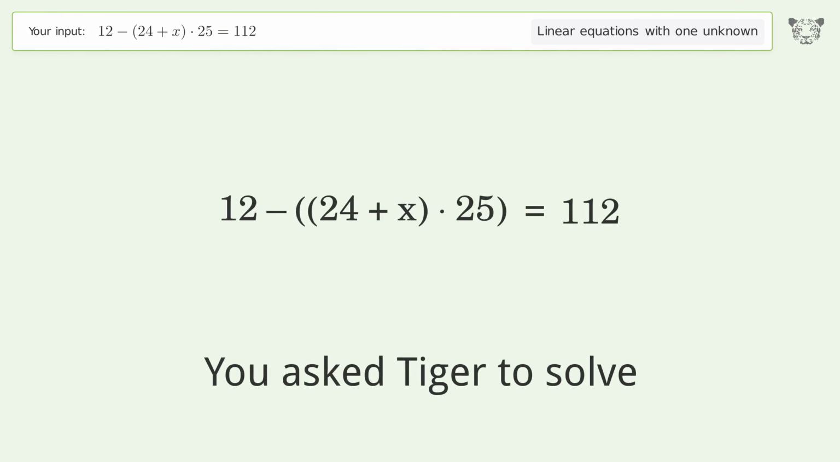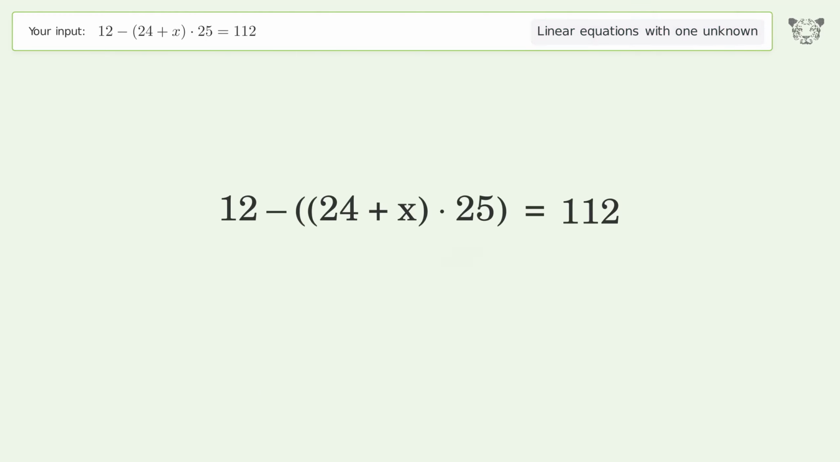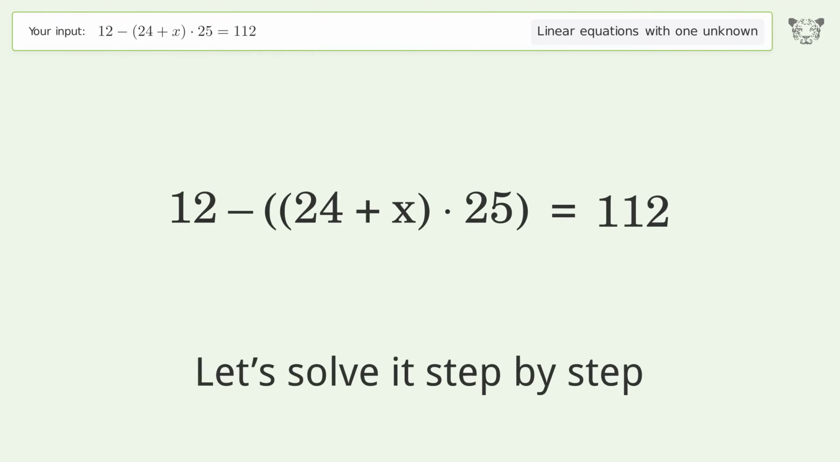You ask Tiger to solve. This deals with linear equations with one unknown. The final result is x equals -28. Let's solve it step by step.